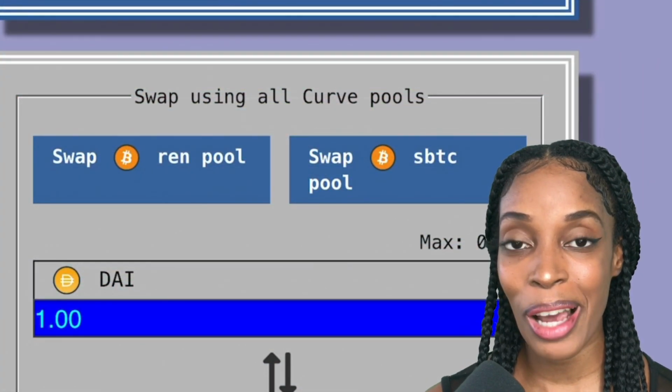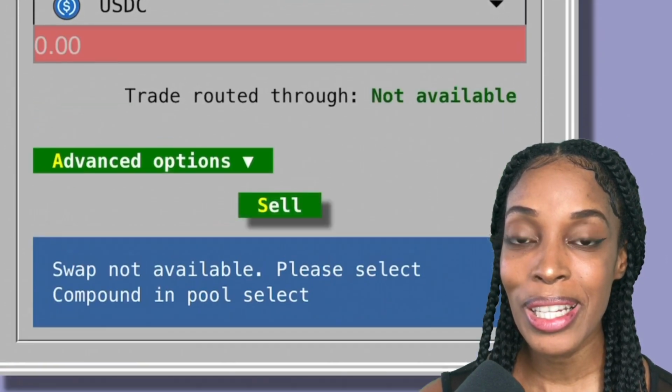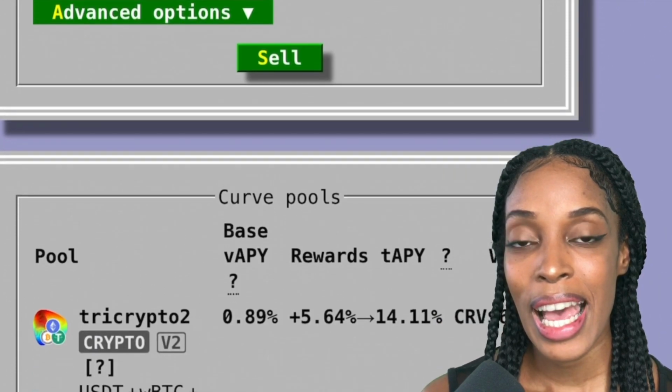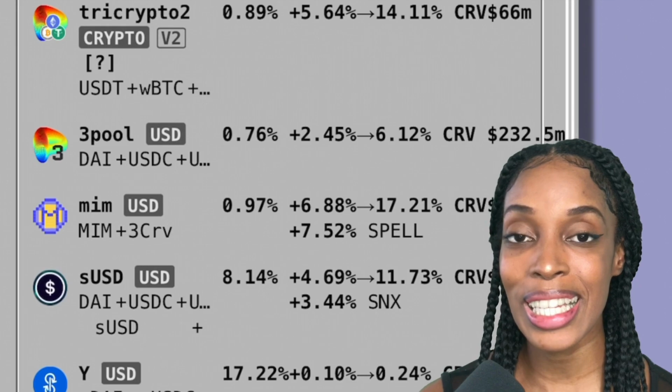Basically, it's an exchange as well as a liquidity aggregator. It optimizes the way you swap stablecoins, so it gives you low fees and low slippage. It allows users to swap stablecoins, but it also pays you rewards for providing stablecoin liquidity.